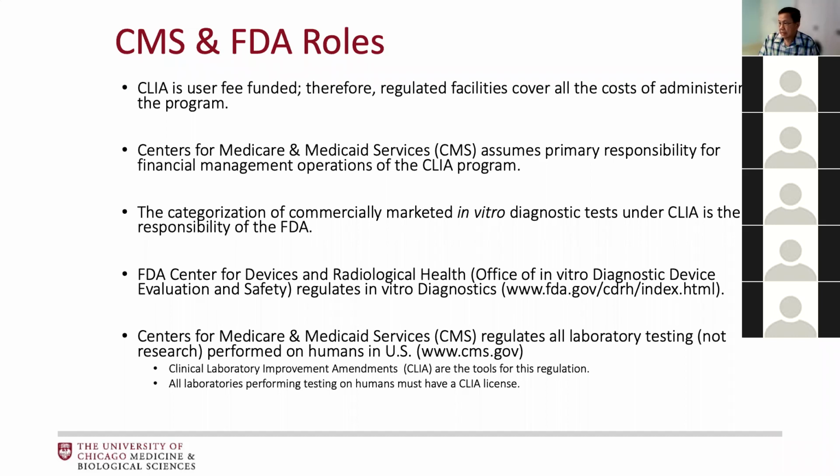In terms of CMS, it regulates all lab testing performed on humans in the US. So they have the CLIA tools for this regulation, and all laboratories performing testing on humans must have a CLIA license. If anybody runs human lab testing without a CLIA license, they are in violation of federal rules, and they could actually be prosecuted and sent to jail for that. Any question?